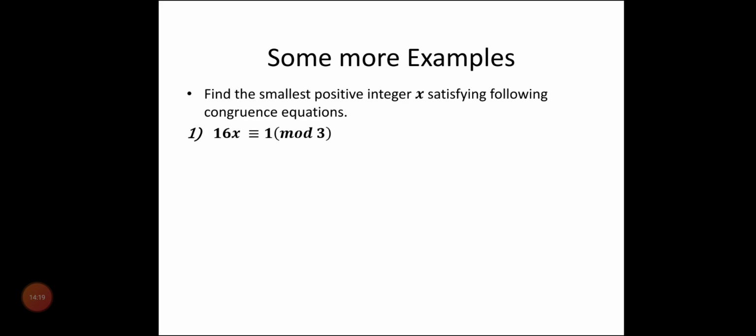So if I put x is equal to 1, then we get 16 congruent to 1 modulo 3, which is true. 16 minus 1 is 15, and therefore here we can see that the answer is x is equal to 1. So here, to get the value of x, one method is to go on putting the values between 1 and 3. Start with x is equal to 1, x is equal to 2, and so on.